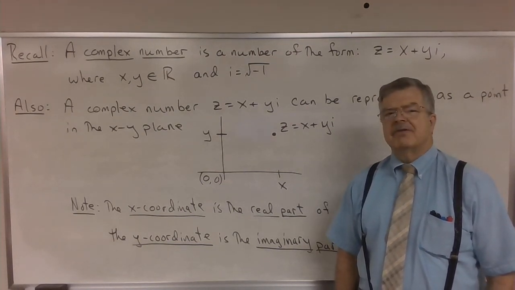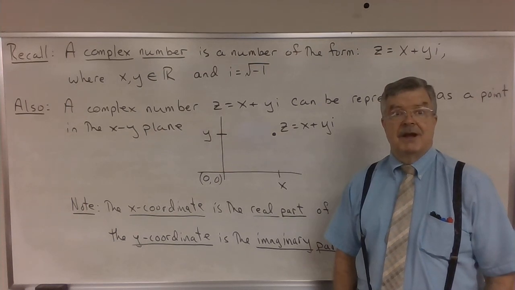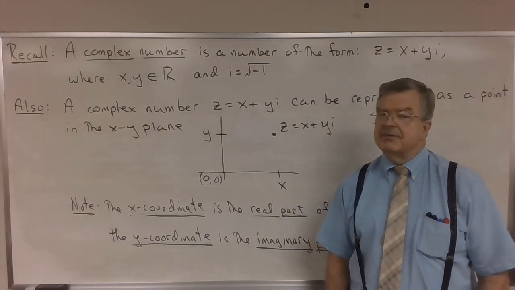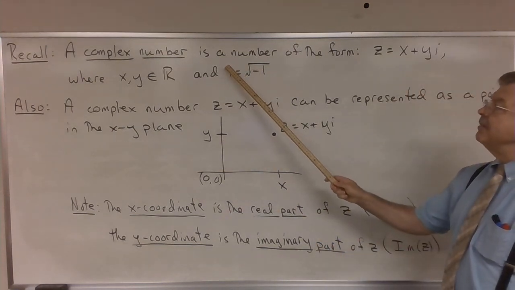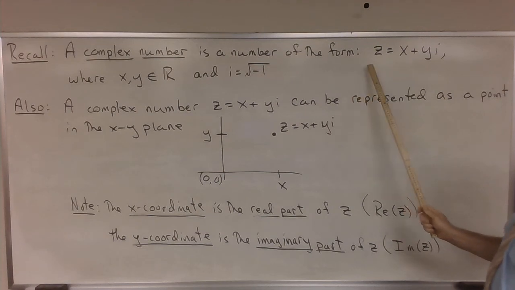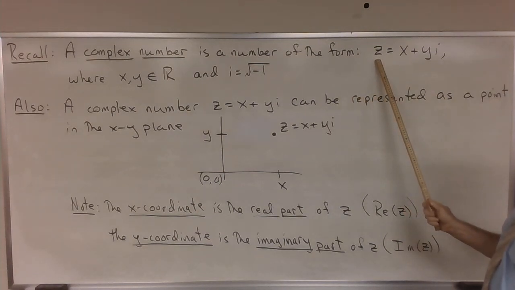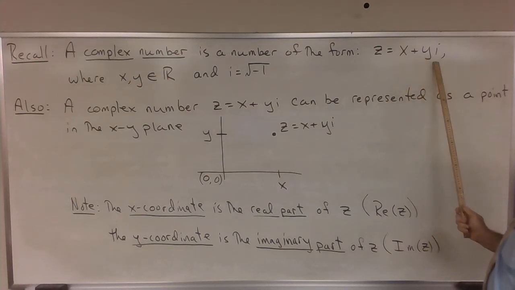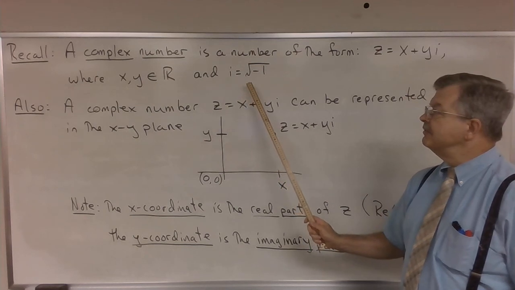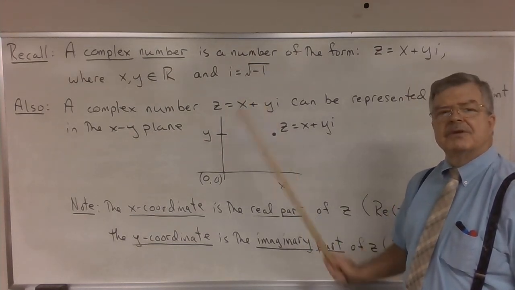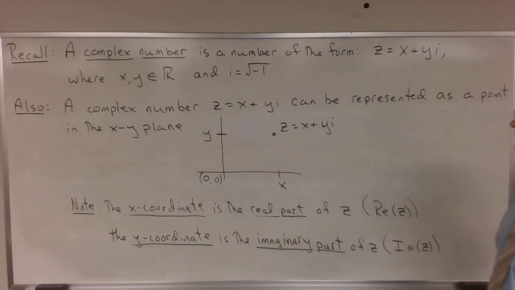Just a quick review from last time that I want to make so that I can have something to build this lecture on. A complex number is a number of the form z, where z is the complex number. Z equals x plus yi, where x and y are real numbers, and i is the square root of -1.